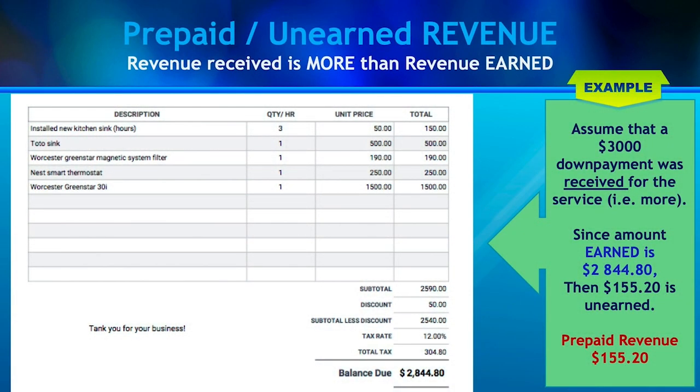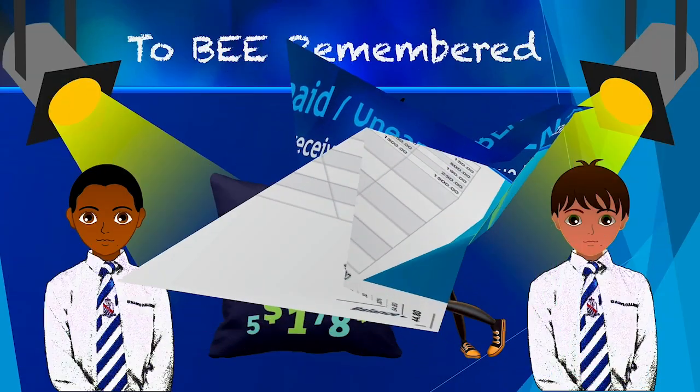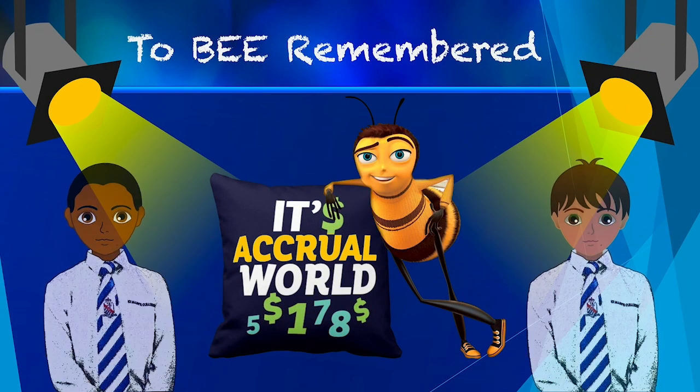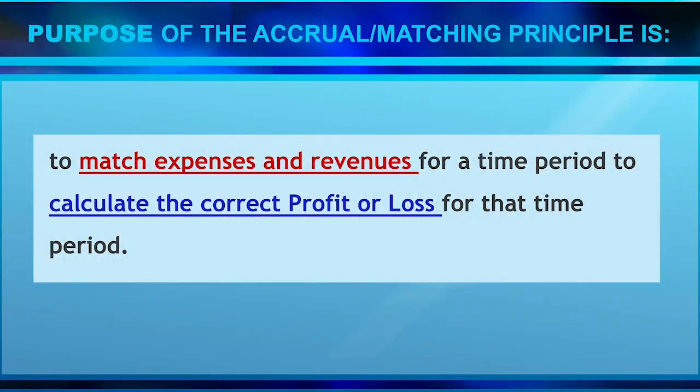So once again, how much was earned for the period? It was $2,844.80. However, we are going to assume that we received already $3,000. $3,000 is more than the amount that we actually earned. That means that we have a prepayment or unearned revenue of $155.20. To be remembered. So these are the important things that you have to remember.